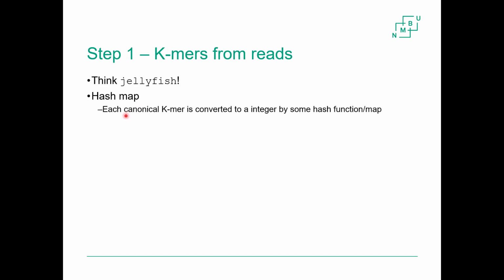What is it? Well, the idea of a hash map is that each canonical k-mer is converted to an integer by some function, right? So think of it as a function. You put in a k-mer and out comes a number. And this function must be designed such that each unique k-mer gives you a unique number. But if you put in the same k-mer, you get the same number, right? But each unique one produces a unique number out.